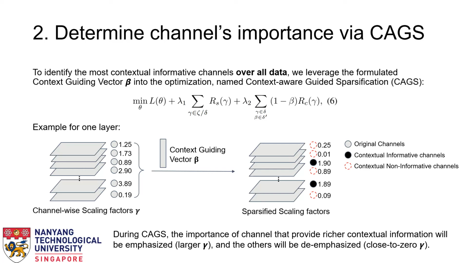The middle diagram illustrates how we determine the informative channels. For the contextually informative channels, their corresponding scaling factors will be relatively large. And for the non-informative channels, their scaling factors will be zeroed out. After that, we obtain a sparsified model, in which the redundant channels are now distinguished.